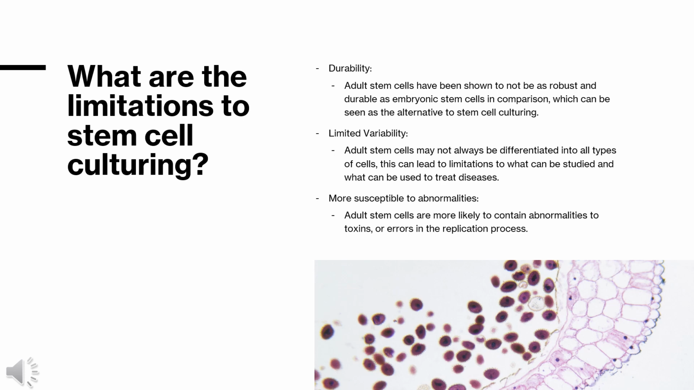Adult stem cells may not always be differentiated into all types of cells. This can lead to limitations to what can be studied and what can be used to treat diseases. And lastly, more susceptible to abnormalities. Adult stem cells are more likely to contain abnormalities due to the toxins or errors in the replication process.